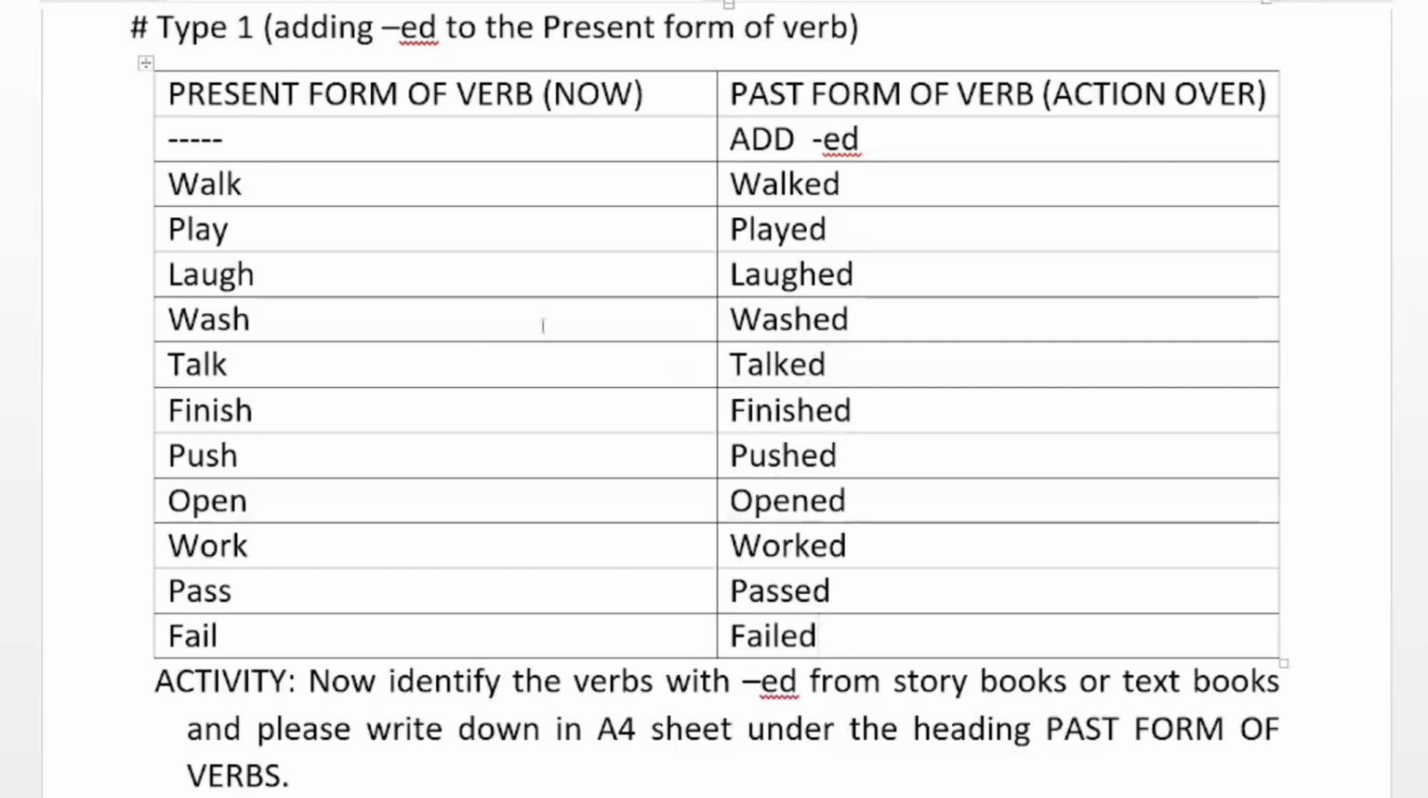Okay, so this is the way you have to learn. So what you can do as an activity is read your textbook, and read some storybooks, identify the ed words, and write them on an A4 size sheet under the heading past form of verbs.